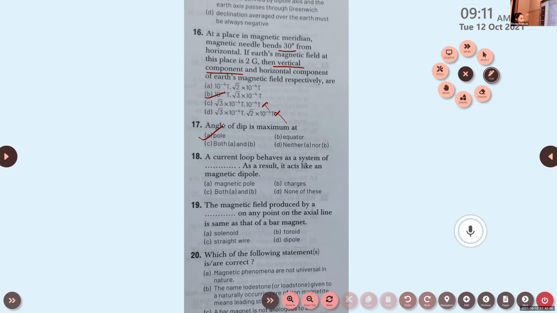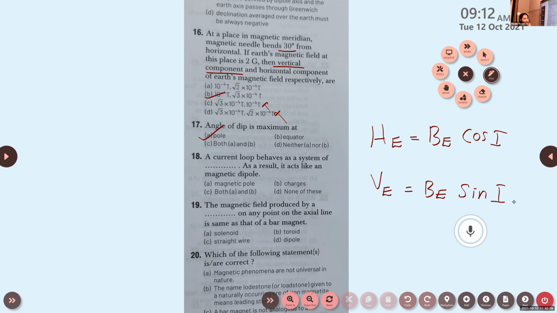A current loop behaves as. Ma'am, will you tell the reason one more time? So the angle of dip is maximum at pole because here at poles the angle is 90 degree. The angle 90 degree is maximum. Both of them are mutually perpendicular to each other. We have two components of magnetic field, horizontal component and vertical component. H is equal to BE cos I and V is equal to BE sin I.